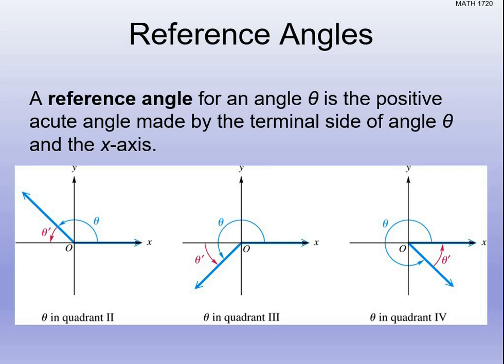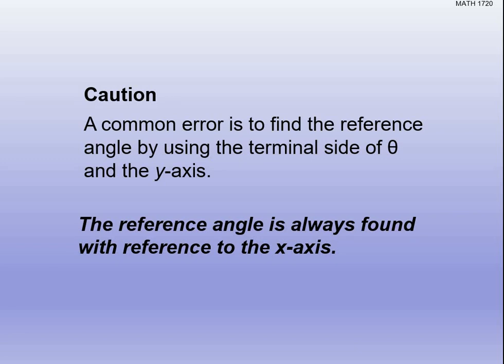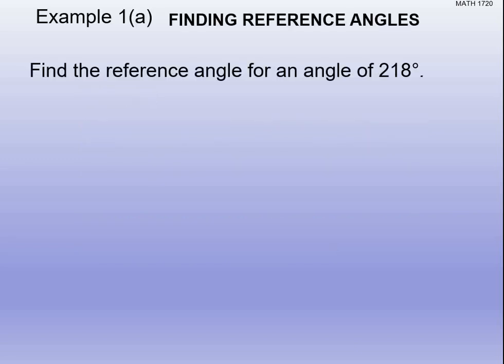Alright, so let's look at quadrant 4. Okay, let's say theta is 300 degrees. Alright, so that would mean theta prime has to be what? 330, because we know that there's 360 degrees in a circle, so you would have to do 360 minus 330. Okay, so this is going to start to make sense here, but make sure that you terminate only to the x-axis for the reference angle, not the y-axis.